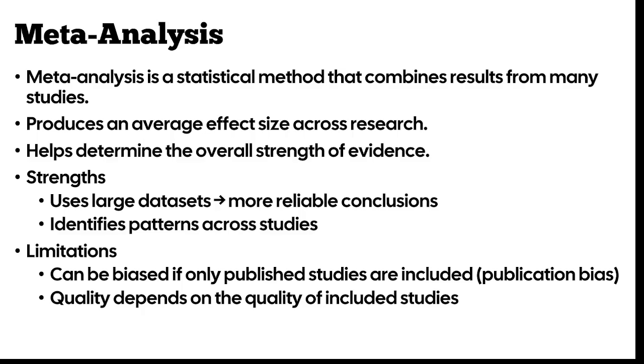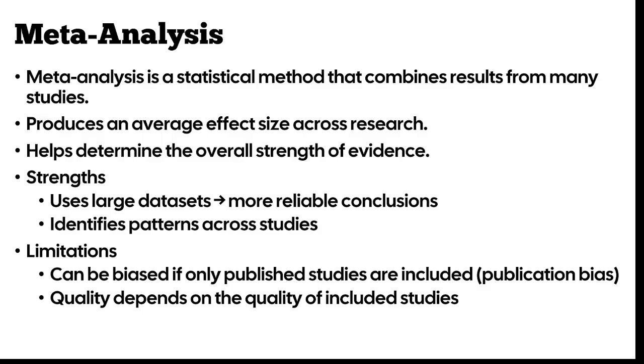Some of the strengths of a meta-analysis are, first, it uses large data sets, and so that helps lend itself to more reliable conclusions. And second, it's very useful for identifying patterns across different studies. But just like anything in science, a meta-analysis still has limitations. First, it can be biased if only the published studies out there about the phenomenon that you're studying were included in your analysis. That's publication bias, okay?